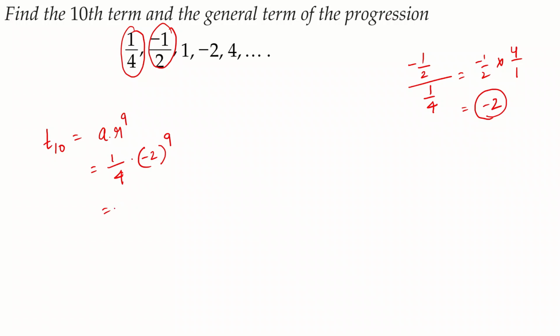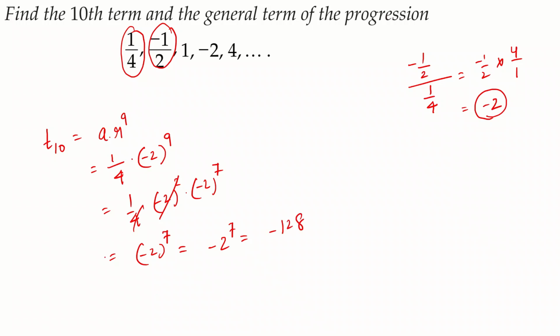I can find the value of it. Let's do it like this. I can write this as minus 2 the whole squared times minus 2 to the power of 7. Now minus 2 squared is actually 4, so the 4 and 4 get cancelled out. All I am left with is minus 2 to the power of 7. If you want, you can even simplify this. So, what is 2 to the power of 7? 2 1s are 2, 2 2s are 4, then 8, 16, 32, 64, 128. So, 2 to the power of 7 is 128. So, this is my answer. T10 is minus 128.